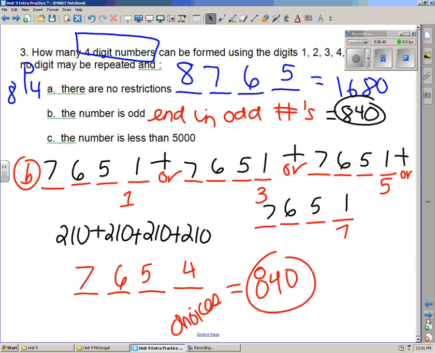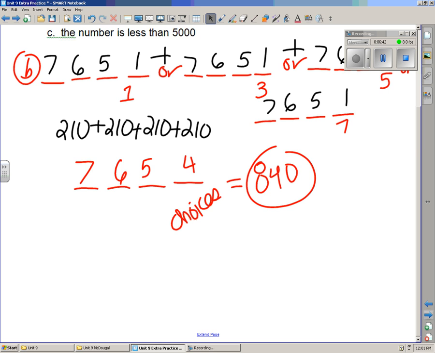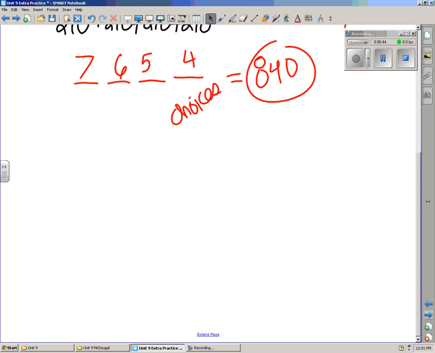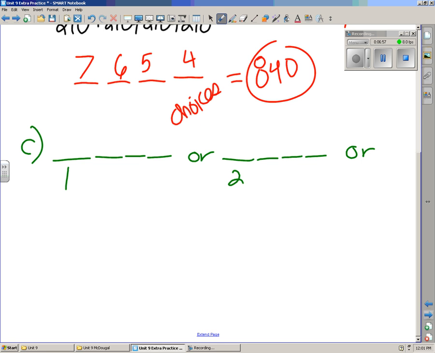Okay, now we want to do numbers that are less than 5,000. I'm going to give myself some extra room here. So this is for C, numbers less than 5,000. Well, I can start with a number that has a 1 in the thousands place, or a 2 in the thousands place, or a 3, or a 4. Those are the only numbers that will give me a value less than 5,000, because once I put a 5 in there, it's 5,000 something.